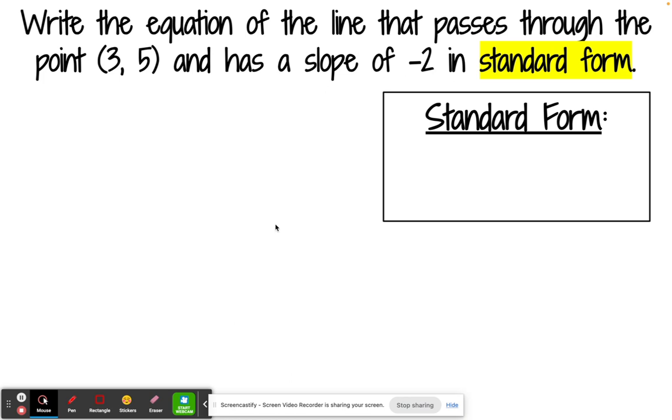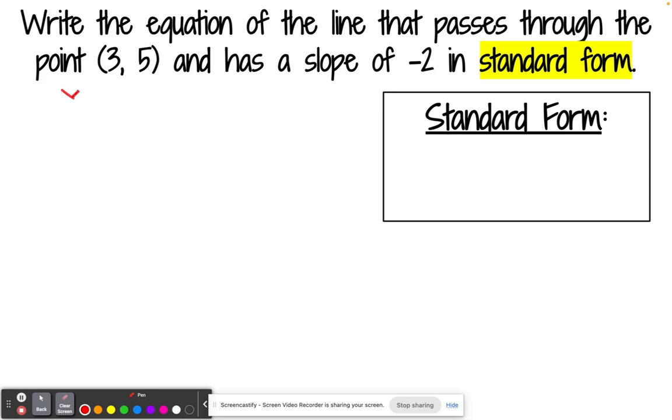Okay, so now I want to write an equation of a line that passes through the point 3,5 and has a slope of negative 2. I want to write it in standard form. Well, that's a lot of stuff. I'm going to start by writing it in slope-intercept form. But in order to do that, I need an intercept. Actually, no. Instead of that, I'm going to start in point-slope form because I have a point and I have a slope. That's going to be easier.